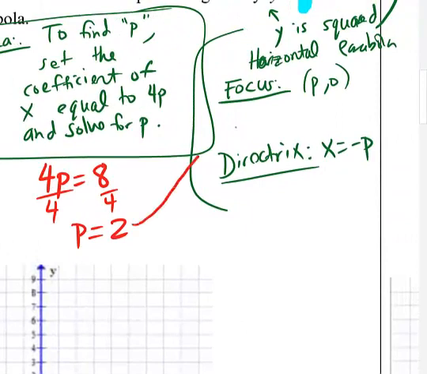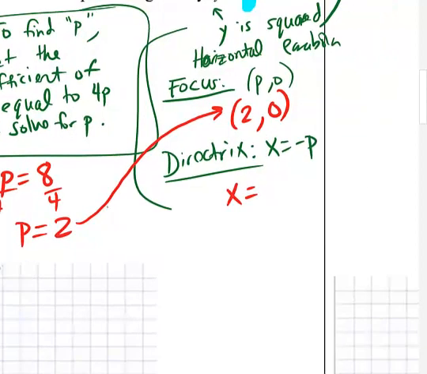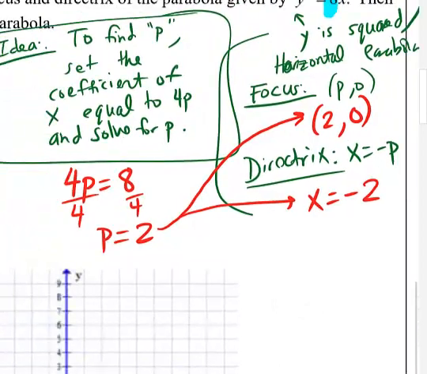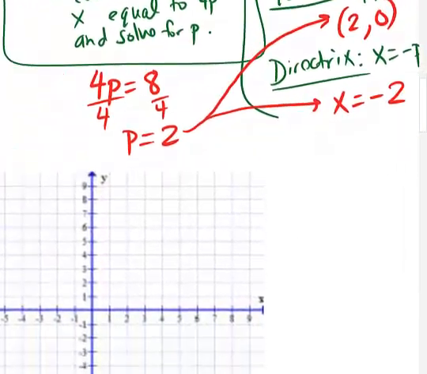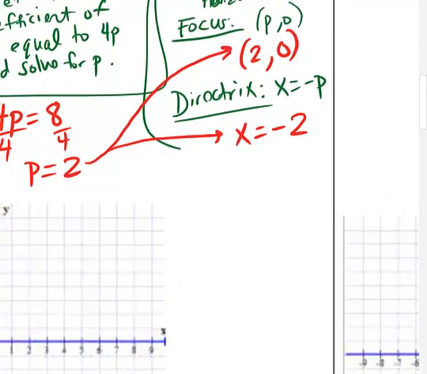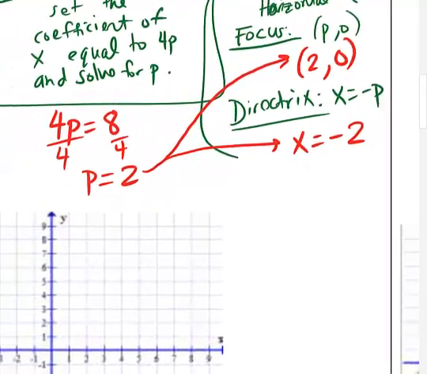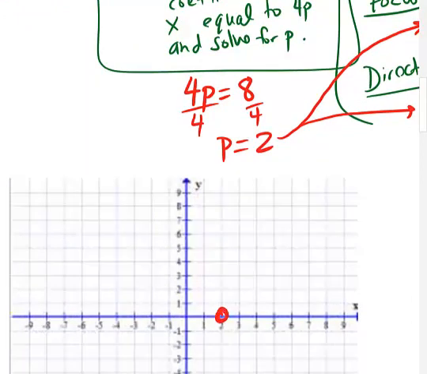So that's the part that just gives everything away. The focus then is p, 0, which now we know is 2, 0. And the directrix is x equals negative p, but now we know it's negative 2. So we've got the focus and directrix, and then we want to graph the parabola. The focus was 2, 0. I'm going to plot that just for fun. And then the directrix is the line x equals negative 2.